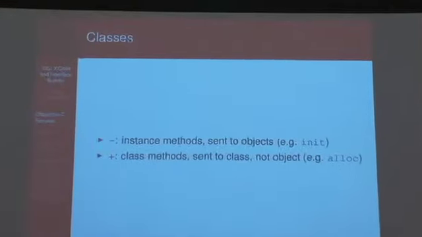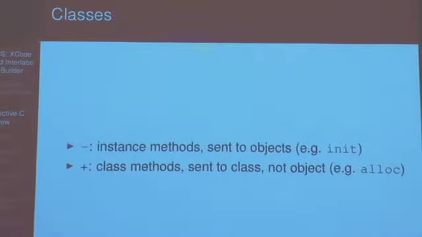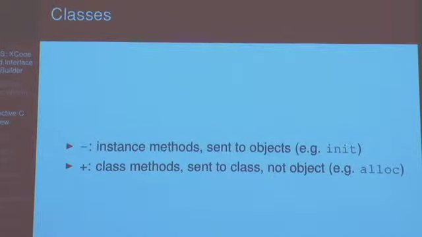So there are two different ways of defining methods. We have what are called instance methods and class methods. The instance methods in the @interface file, or the .h file, are always going to be prefaced with this minus sign. That's just going to tell the compiler that this is a method that can be called on an instance of this class, so something that you've alloced and then subsequently initted.